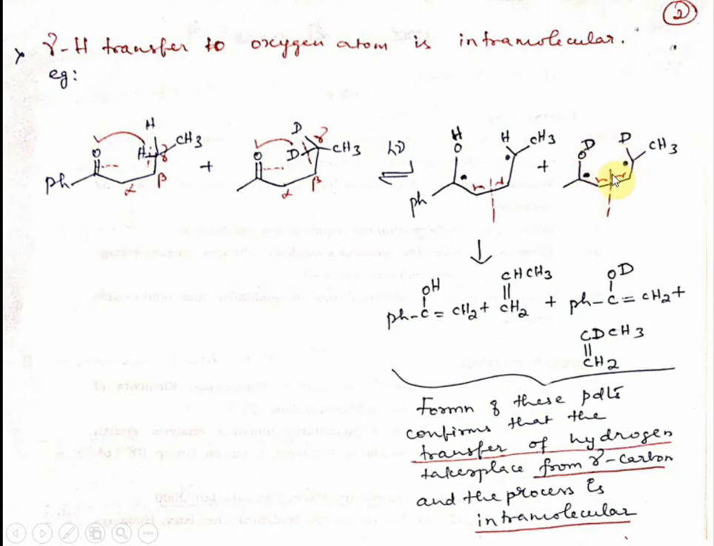This 1,4 biradical will give individual products, one alkene and alkenol. This biradical will form another alkene and alkenol. There are no crossover products. Separate products are formed. Formation of these products confirms that transfer of hydrogen takes place from gamma carbon, and also that the process is intramolecular because there are no crossover products. Only individual products from individual biradicals are formed.